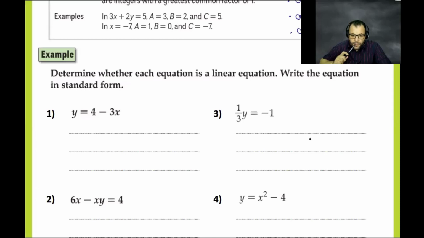My question again, please listen. Is this equation linear or not linear? It is linear. How do you know that it's linear? Because we can write it in standard form. But any equation can be written in standard form. You can write linear, quadratic, and cubic functions in standard form.